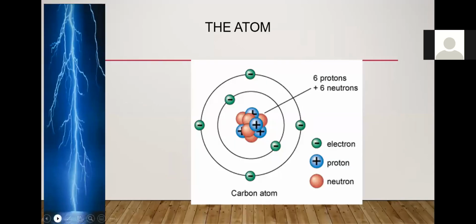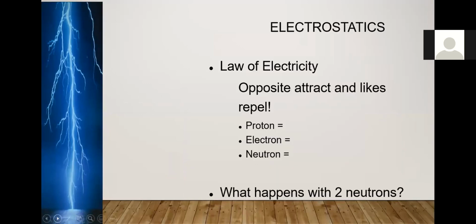We said that the basic law of electricity is that we have two kinds of charges inside the atom: protons and electrons. Opposite charges attract each other, and the same charges repel each other. This is what we have studied up to this moment.